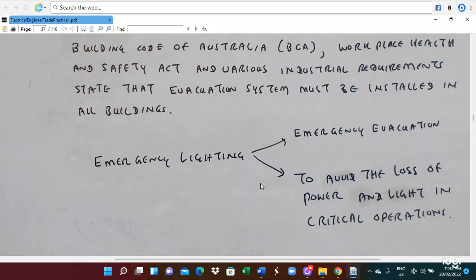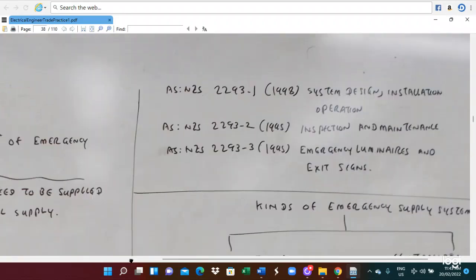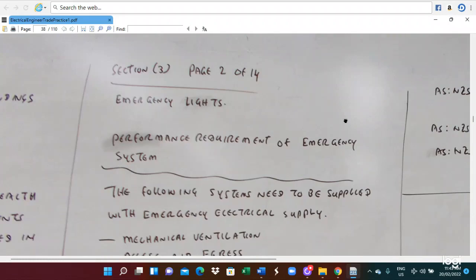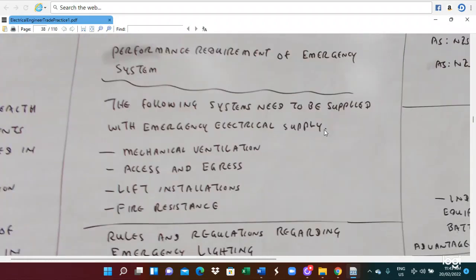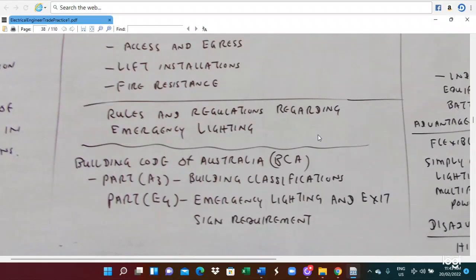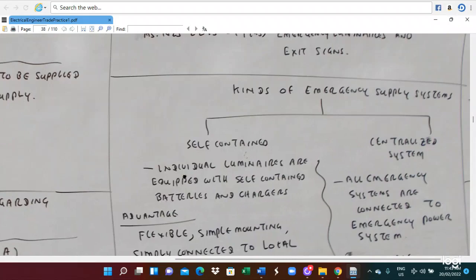Therefore, for emergency lighting systems, we utilize emergency lights. The system needs to be supplied with an emergency electrical supply. In this case, we have to consider mechanical ventilation, access and egress, lift installation and fire systems. Those things are required for the emergency system. In the building code of Australia, Part A3 explains the building classification, and Part E4 provides the emergency lighting and exit sign requirements.